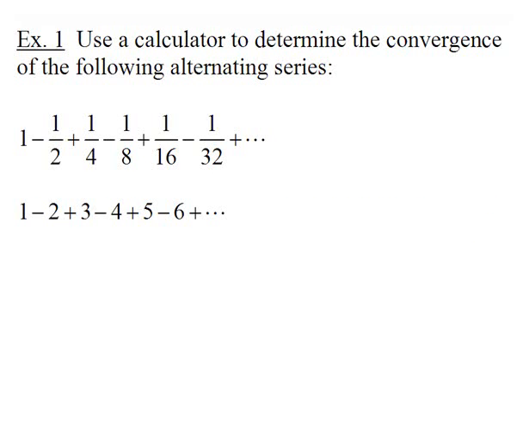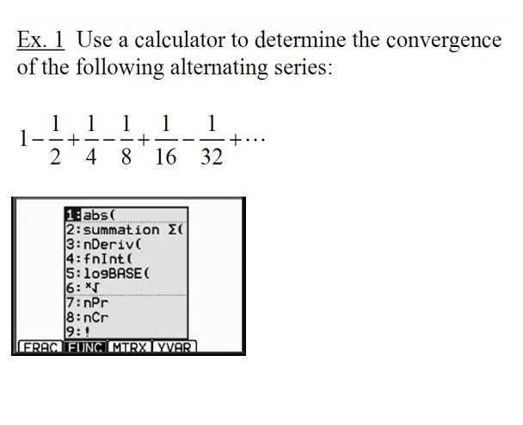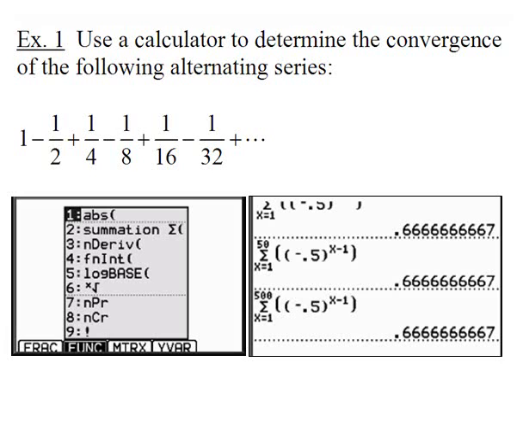In example 1, I'll use a calculator to examine some partial sums of the following alternating series. For the first series, press alpha window on your calculator to pull up this menu and select number 2, summation. You can see that it doesn't take many terms to see that the series appears to converge to 2/3. In fact, we didn't really need a calculator for this one.